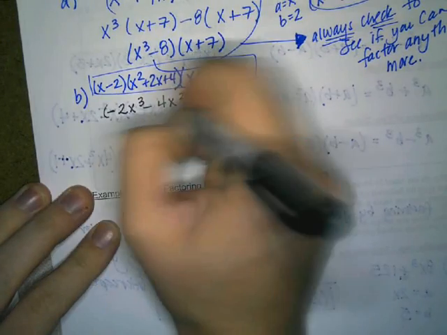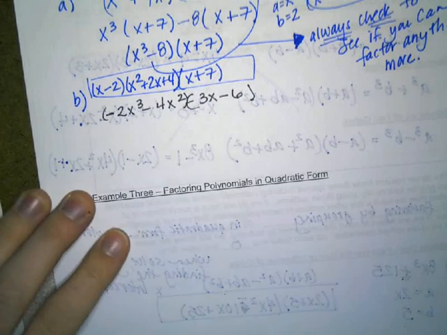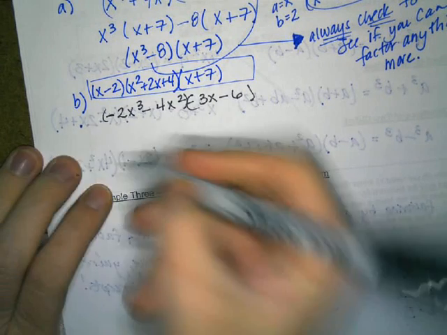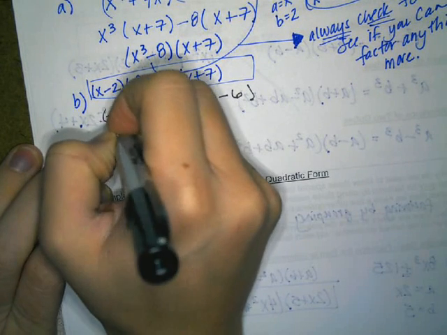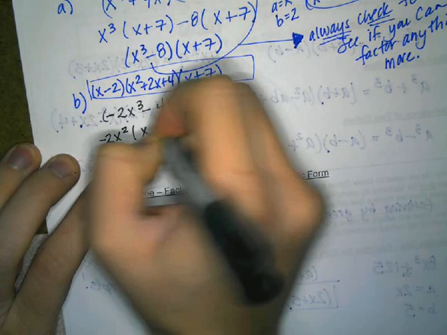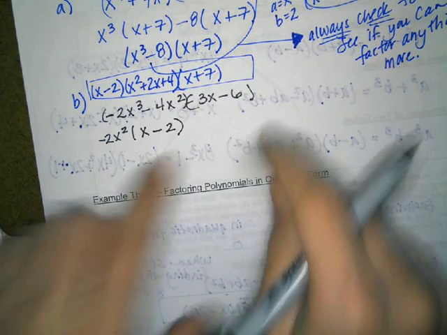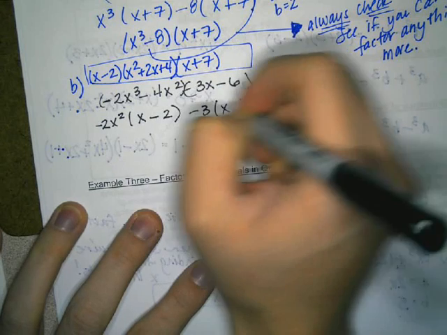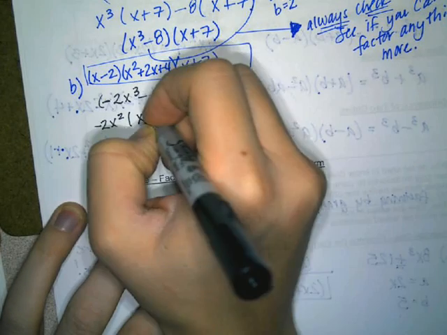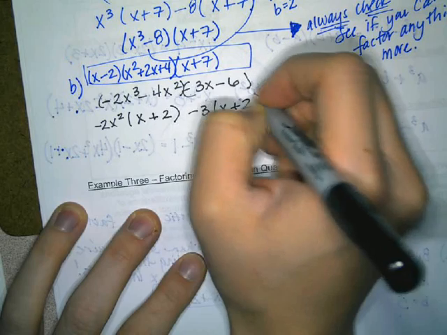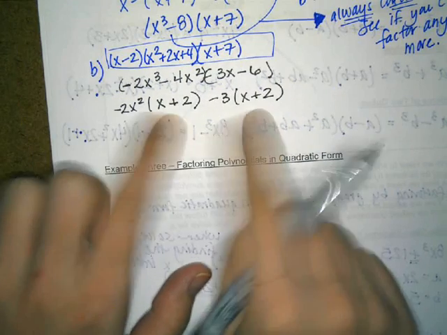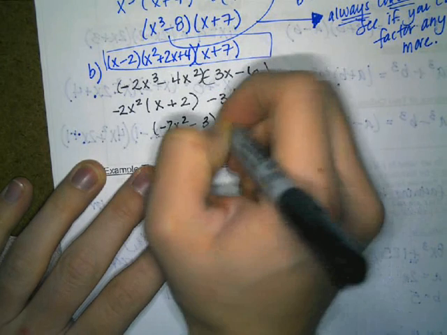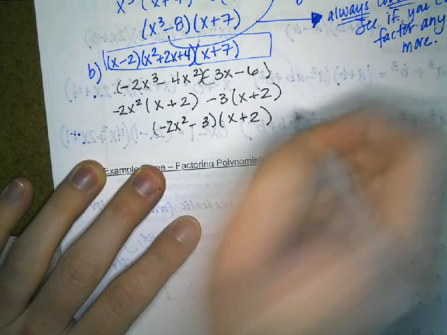We're going to group the first 2, group the last 2. Greatest common factor of the first grouping is actually negative 2x squared. You're left with x plus 2. In the second grouping, your greatest common factor is negative 3. You're left with x, oops, sorry, that should be x plus 2. Because the parentheses are the same, you can put your greatest common factors together, and then the x plus 2.